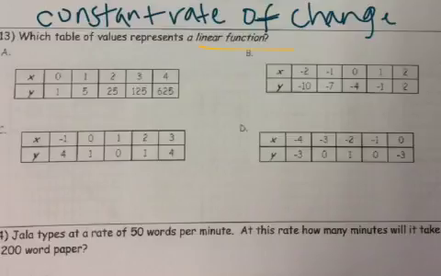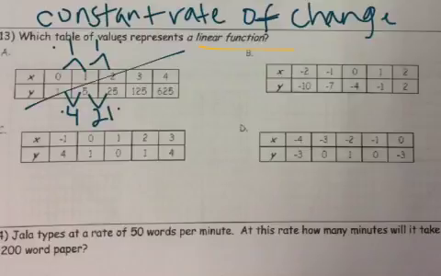So I need to find the change in y and the change in x. Here we go. The change in y here is 4. The change in y here is 1. This is 21. This is 1. So that's already not the same. 4 over 1 is not the same as 21 over 1. So it's not A. Let's look at B.